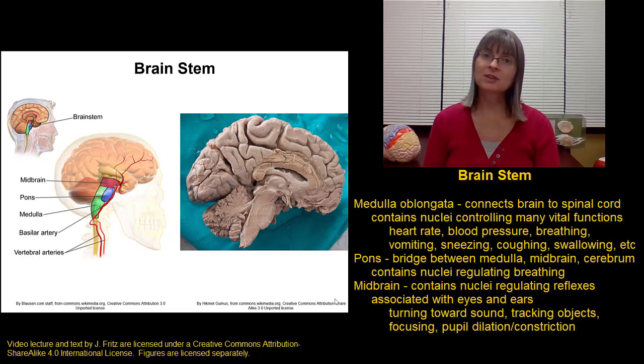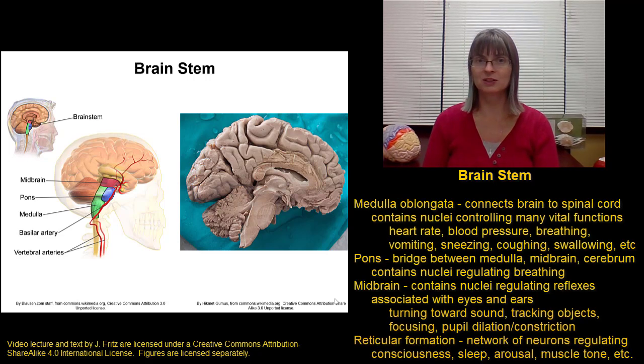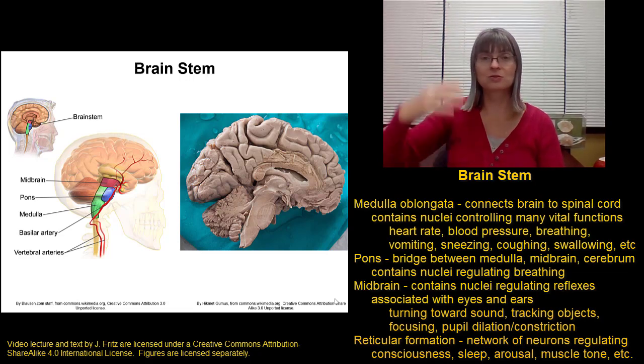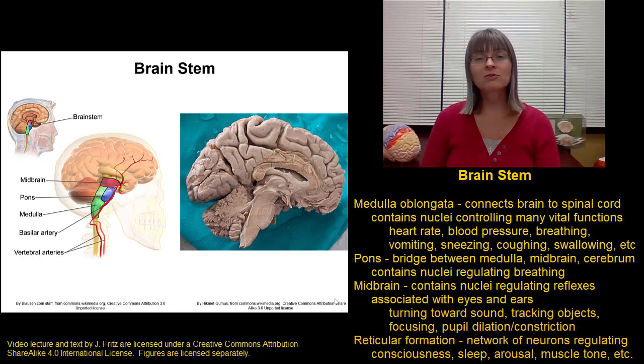The brainstem also contains many of the neurons that are part of a network called the reticular formation. The reticular formation is a network of neurons extending from the brainstem down the spinal cord and up into the more conscious cerebrum of the brain that are important for regulating things like consciousness, sleep, and general states of alertness and arousal, as well as muscle tone and balance.